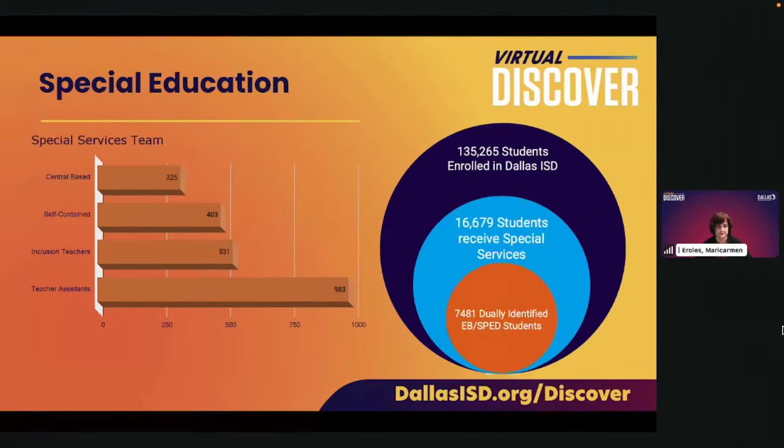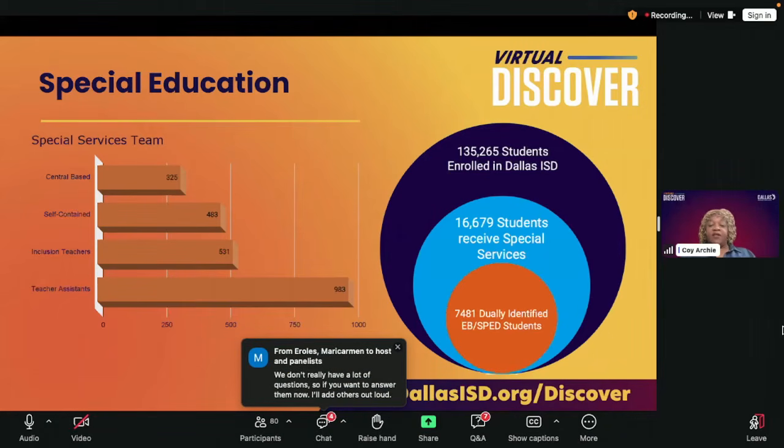Coy? Good morning, everyone. Thank you so much. As you can see, we have a robust team supporting our special education department. And I am Coy Archie. As was stated, I'm one of the regional managers for our instructional support and compliance team. Centrally, we have a little bit over 300 team members supporting. For our centralized units, we have almost 500 supporting our students. And then inclusion, a little over 500. And then our teacher assistants, we have almost 1,000 teacher assistants supporting the needs of our students.